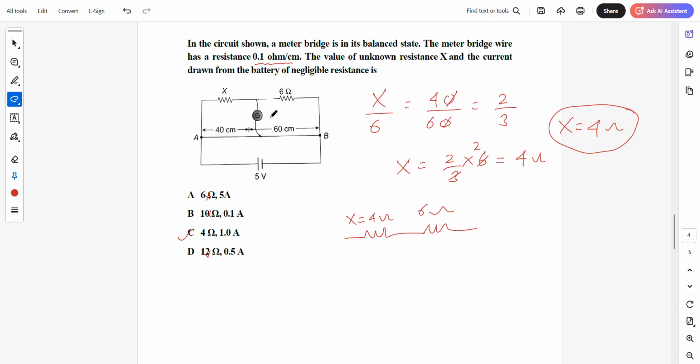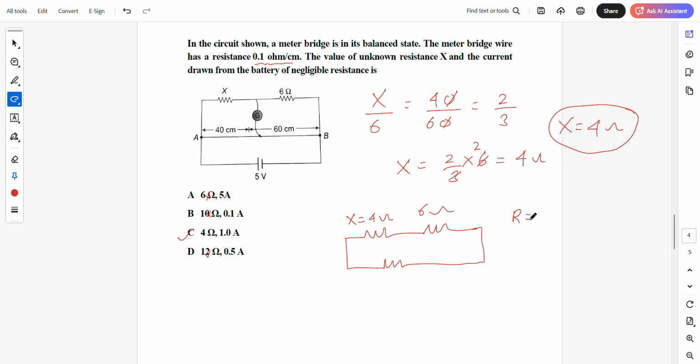Now for the time being forget about this galvanometer, because this acts as a voltmeter. We can just remove this one, not a problem. Now what is the resistance of the wire? They have given 0.1 ohm per centimeter. Understood? So R is equal to the resistance of the wire.